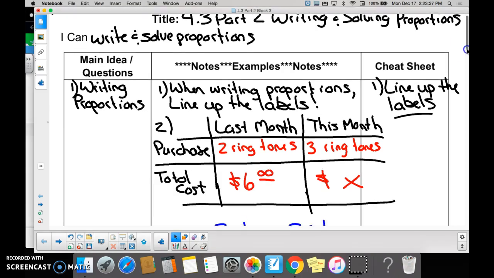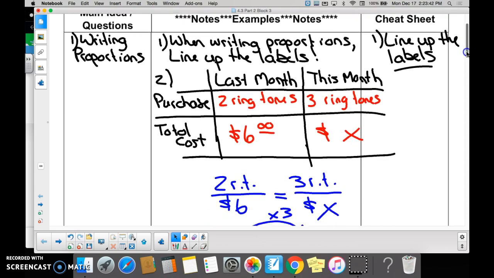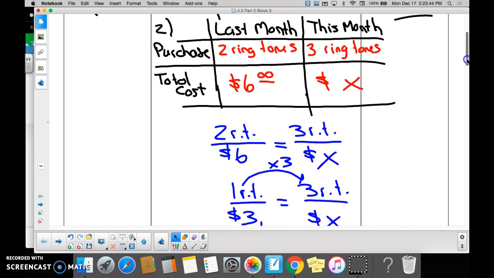When we did number 1, I actually gave you a ratio table, in which I told you that I bought 2 ringtones in the month of November, or last month, and it cost me $6. In the month of December, I bought 3 ringtones, but I didn't know how much it was going to cost me, so I wrote myself a proportion. I said 2 ringtones cost me $6. 3 ringtones cost me X bucks. Because I don't know, right?